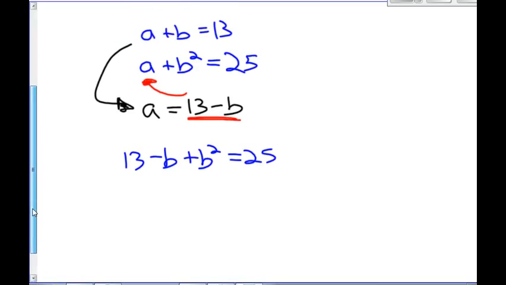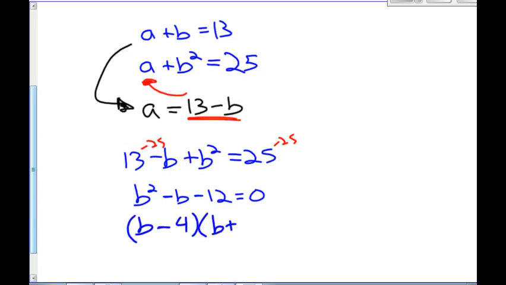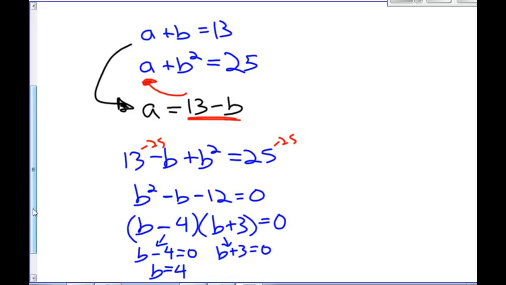Let me write that in a better order. That'll be b squared minus b. And I'm going to need to make one side 0 because it's a quadratic. Lots of quadratics in this course. So now I can factor it. It's (b minus 4)(b plus 3). Okay, which gives us b minus 4 is 0, or b equals 4, or b plus 3 equals 0, which would mean b is negative 3.